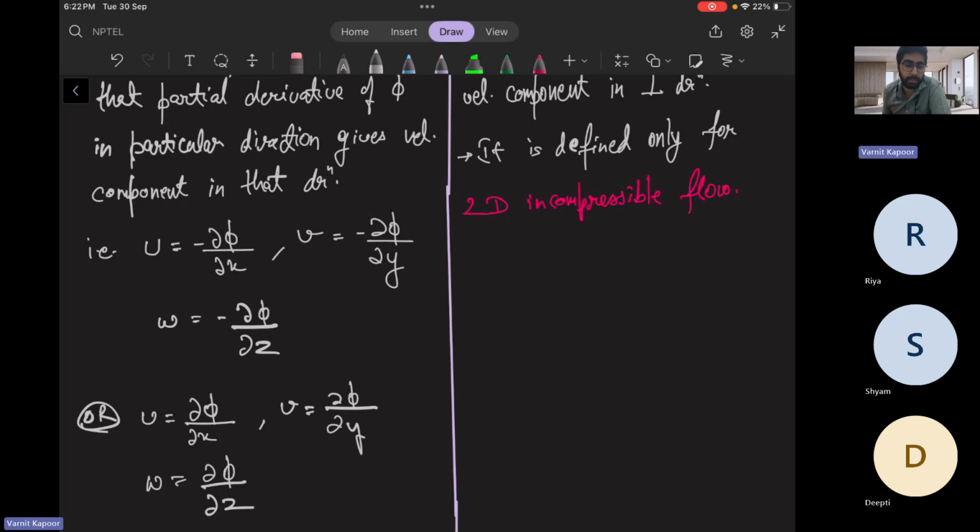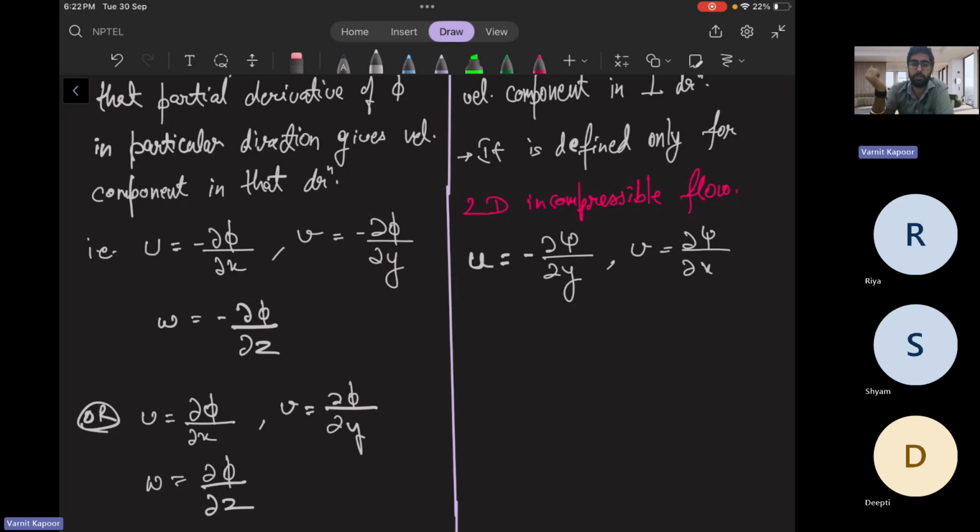So we can say that when we are assuming anti-clockwise or counterclockwise as a positive direction, clockwise is negative. So velocity u can be written as minus dou psi by dou y. If you take the gradient in the y direction, it will give velocity in the perpendicular direction. So perpendicular to y is x, and velocity v will be dou psi by dou x.